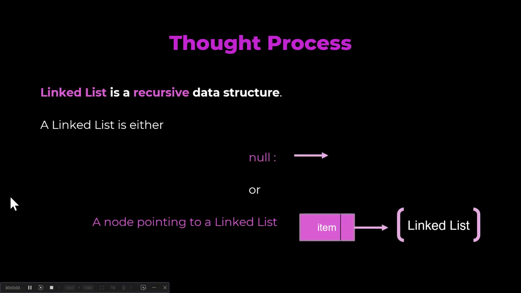Let's have a look at how recursion and linked lists are related. A linked list is a recursive data structure. A linked list is either null, which represents an empty linked list, or a node pointing to a linked list. So we've got an item here, and it points to a linked list. Therefore, you can see that a linked list is a recursive data structure, and so we can use this recursive approach to solve this problem.